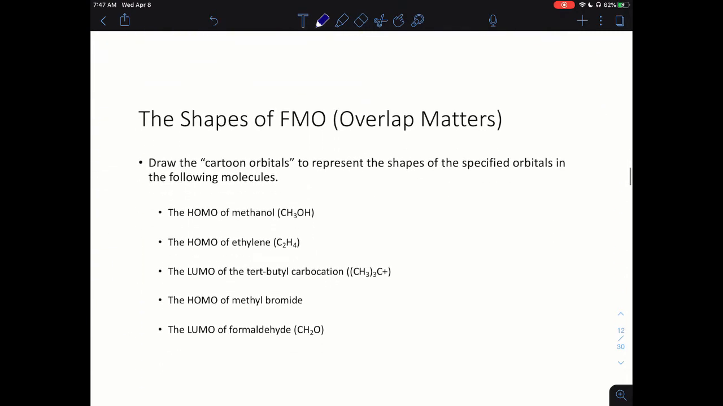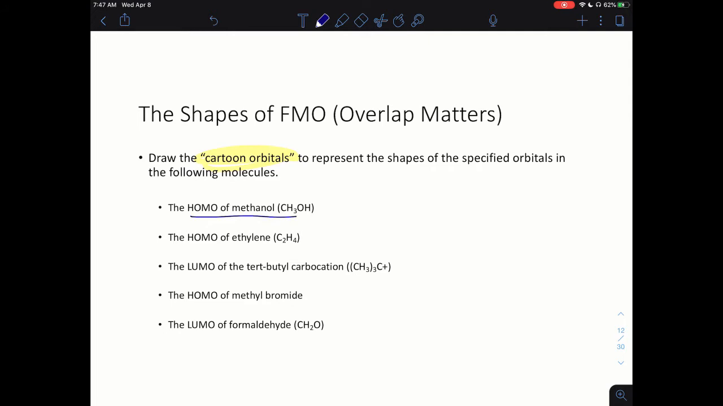Now, we still need to be able to draw the cartoon molecular orbitals because the shape of the orbitals matter, overlap matters. The shape of the orbitals will determine whether or not they can overlap, whether or not a given HOMO-LUMO interaction overlaps, and then how they overlap. So pause and please try to, first name the HOMO or LUMO of each of these molecules. And you might have to draw them out, and then draw the picture. Please try this. It's really important you try yourself.